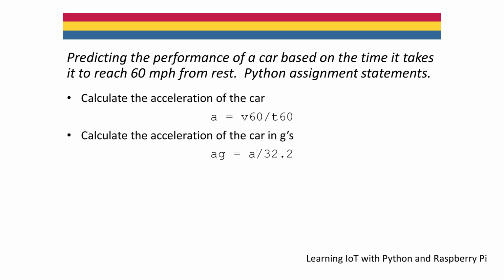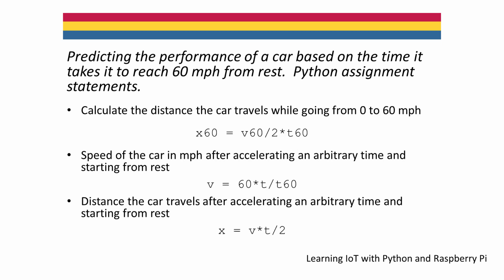On the next few pages are the Python assignment statements: the expression to calculate the acceleration of the car in feet per second squared, the expression to convert the acceleration to g's, the expression for calculating the distance the car travels while going from 0 to 60 miles per hour, an expression for calculating the speed of the car in miles per hour after accelerating an arbitrary time and starting from rest, and an expression for calculating the distance the car travels after accelerating an arbitrary time and starting from rest.